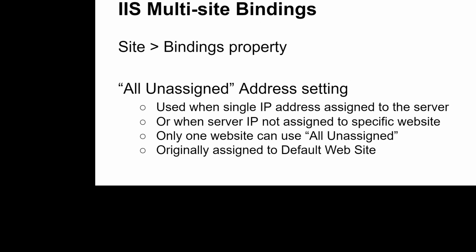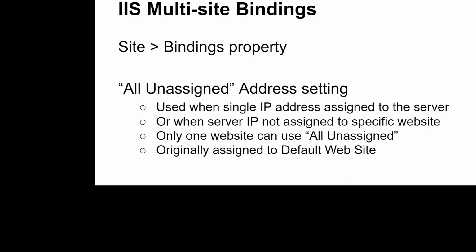In IIS, the multi-site bindings: you go to the particular website that you want to play around with and go to the bindings property. There's one special setting called All Unassigned. The All Unassigned address is used when either a single IP address is assigned to the server, or when a server has multiple IP addresses that are not specifically bound to a specific website.